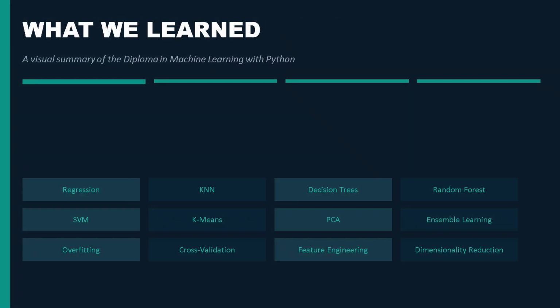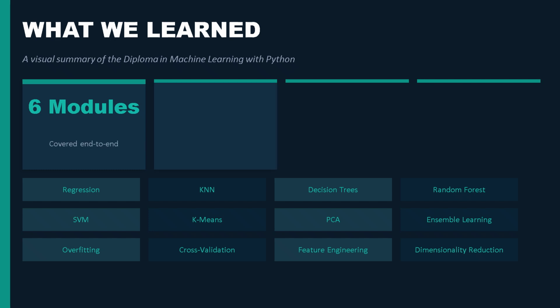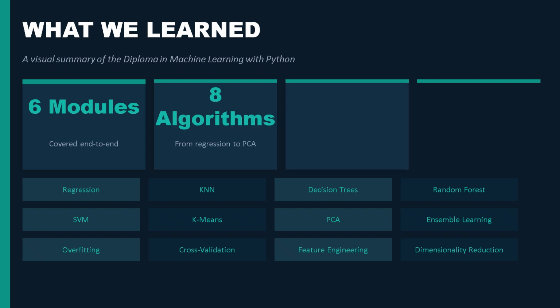What we learned. So, today we've learned about the 6 modules, the 8 algorithms, and 1 Python toolkit. The foundations are solid. What you do with them from here is up to you.